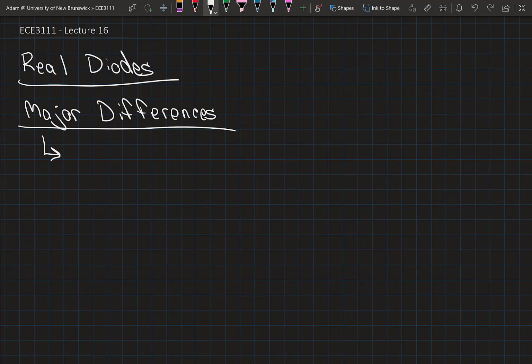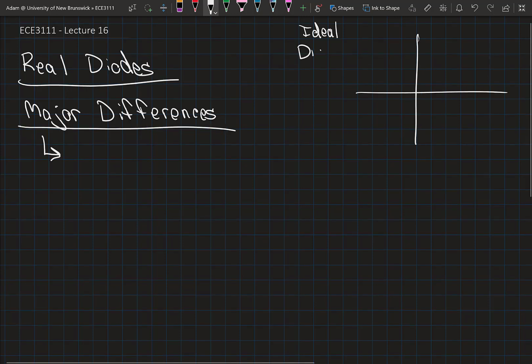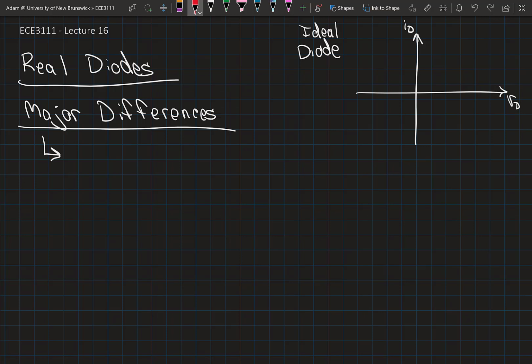Our ideal diodes, we assumed that there was no voltage drop in the forward direction. Maybe I'll just do a quick plot over here to the right of how we expected an ideal diode to behave. We said that in the forward direction it would be on with no voltage drop. In the reverse direction it would not allow any current to flow no matter what the voltage was across it. Okay, so this is not accurate for an actual real diode.